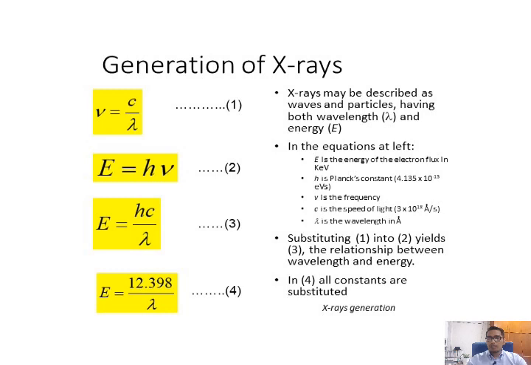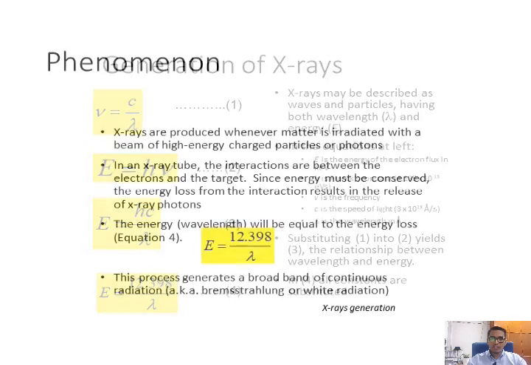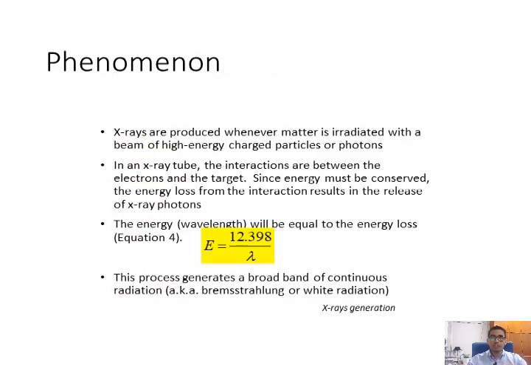So slide number 13, those equations that we derived by substituting equation number 1 into the second one, are due to the phenomenon that X-ray are produced whenever matter is irradiated with a beam of high energy charged particle or photon. So in a typical X-ray tube, the interaction normally happens between the electrons and the target. So the electron hits the metal target. Since energy must be conserved, the energy loss from the interaction results in the release of the X-ray photon.